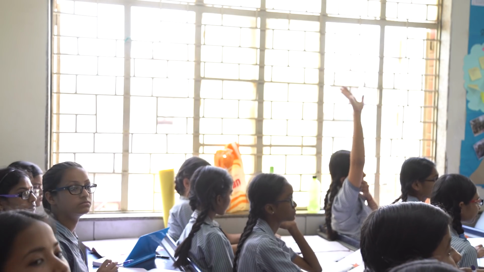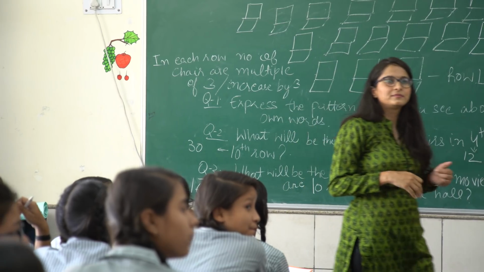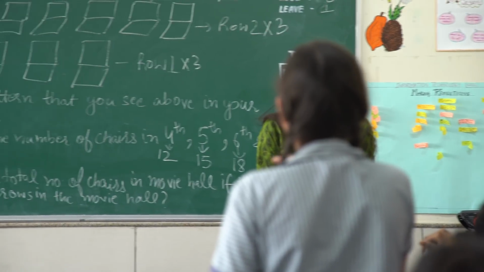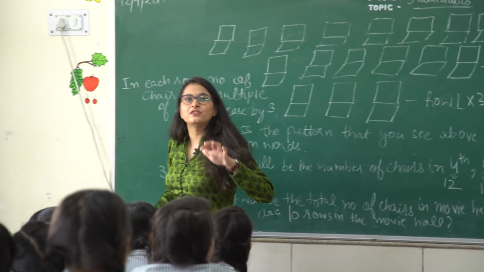Now, Nandini, can you explain how you calculated this? By multiplying 3 to the row number. So row 1 into 3 number of chairs, 2 into 3, 3 into 3. So in the first row there are 3 chairs, and then I added all the chairs in the rows. So you calculated the number of chairs in each row and then added 3 plus 6 plus 9 and so on. What if I had said that there are 100 rows in the movie hall?